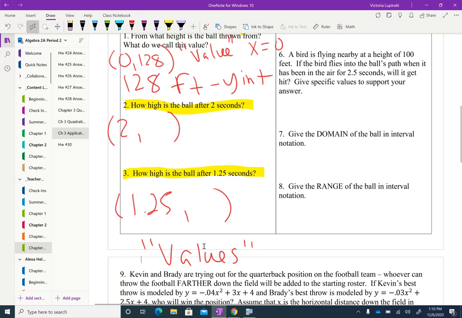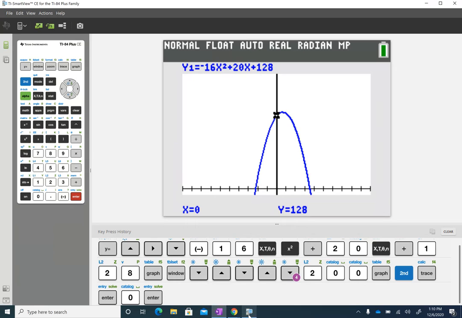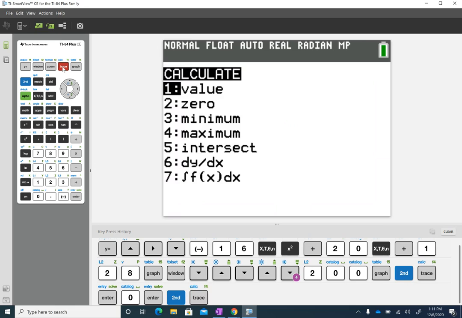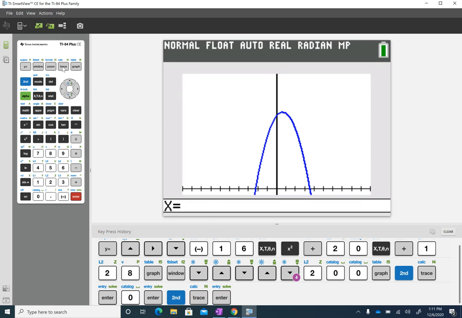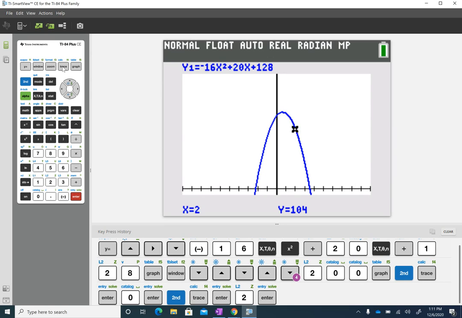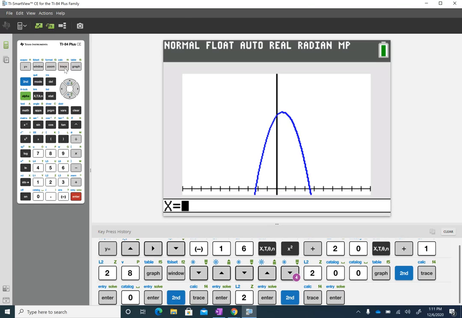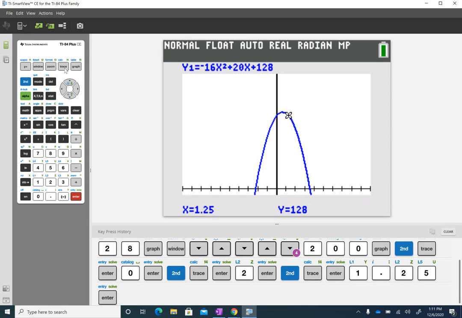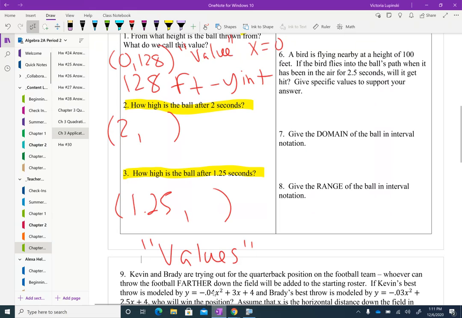So we're going to duplicate the same process we did for number 1. So back to the graphing calculator. We're going to again press second, then trace. We want to calculate a value. After 2 seconds, plug in 2 for x, hit enter, 104 feet. Write that down on your paper. Then do it again. Second trace, value, 1.25 seconds, 128 feet. So hopefully you've written those down, but if not, let's just go ahead and double check.